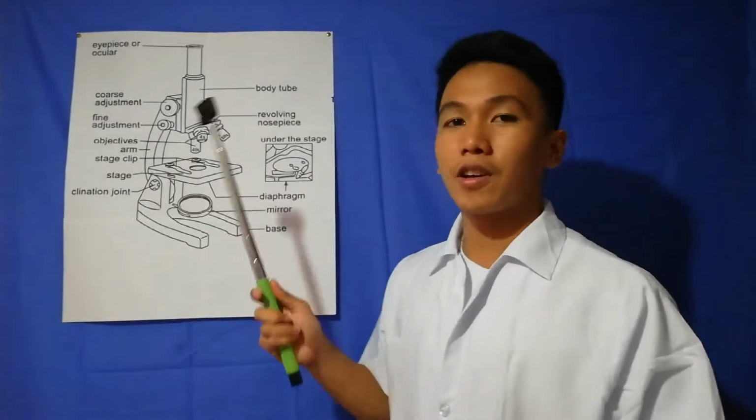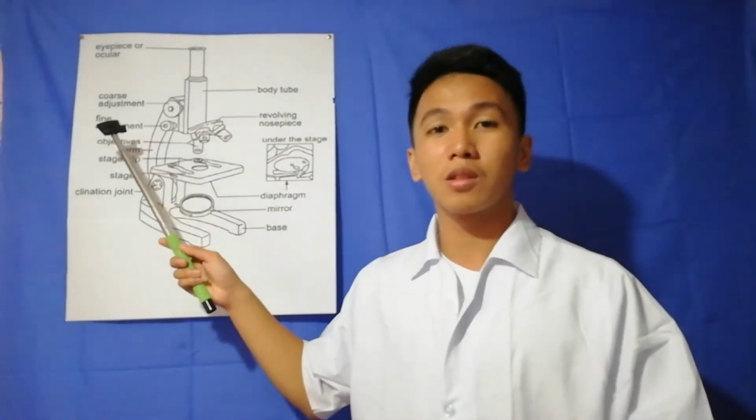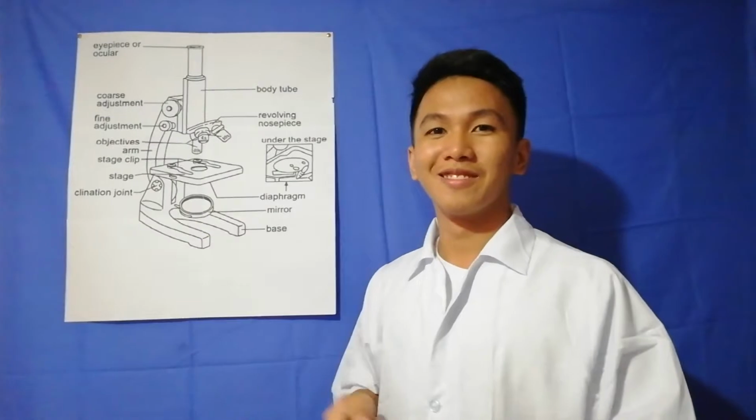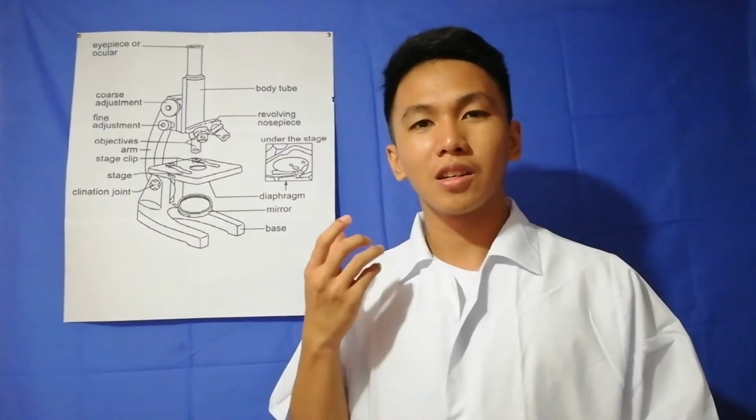So next is the fine adjustment. So it is just like the coarse adjustment, but the movement is very fine. That's why it's called fine. So it is used to make the specimen very detailed.